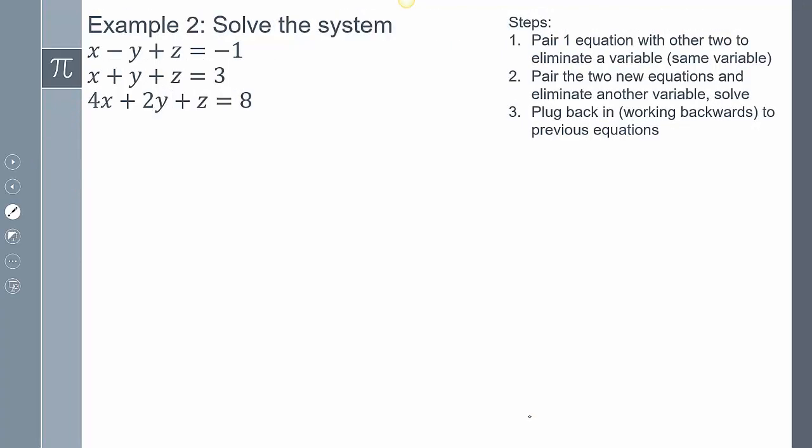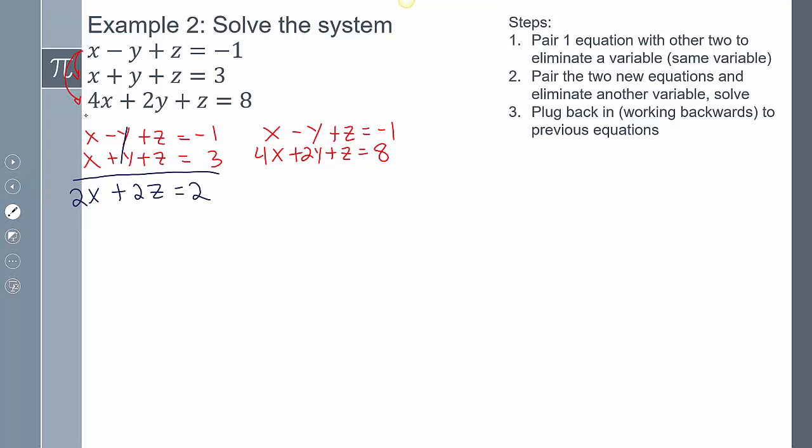Example number 2. In solving this system, the first step is to pair one equation with the other 2 to eliminate a variable. So in this case, it looks like I can pair equations 1 and 2, and 1 and 3 together again. I want to eliminate the y. This one was really easy, it just cancels out this one.